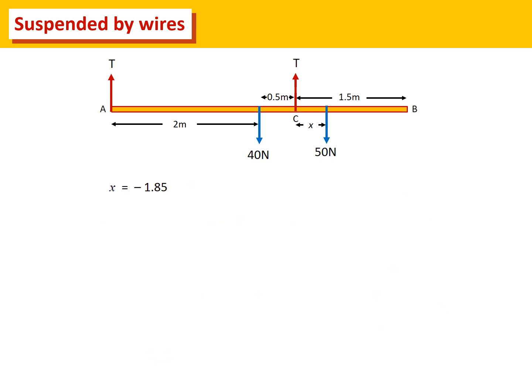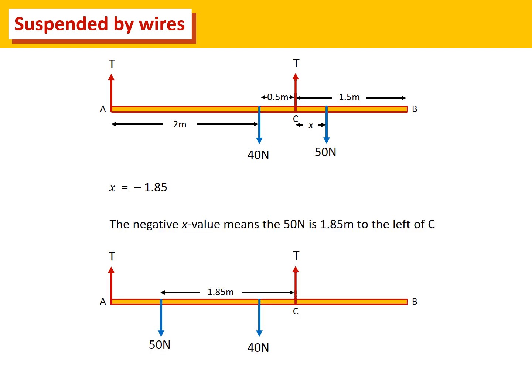A negative distance can be a little bit worrying, but we can interpret this quite readily. The negative 1.85 means that rather than the 50 newton force being to the right of C, it's to the left of C. So the true force diagram will look something like that. I only speculated that the force would be to the right of C to begin with. I couldn't have known where it was going to be. As long as you can interpret your answer in the end, no damage done.